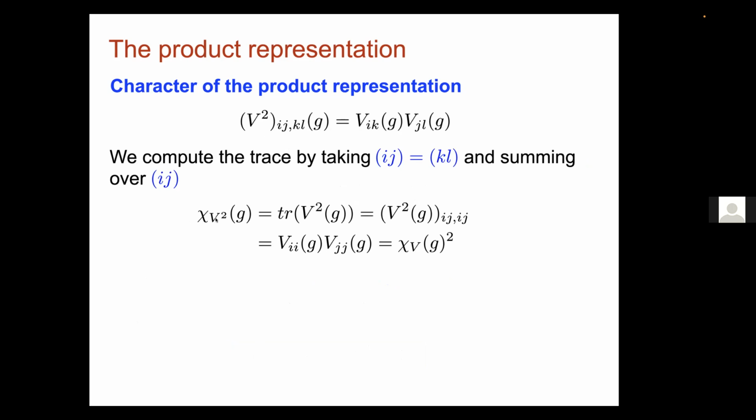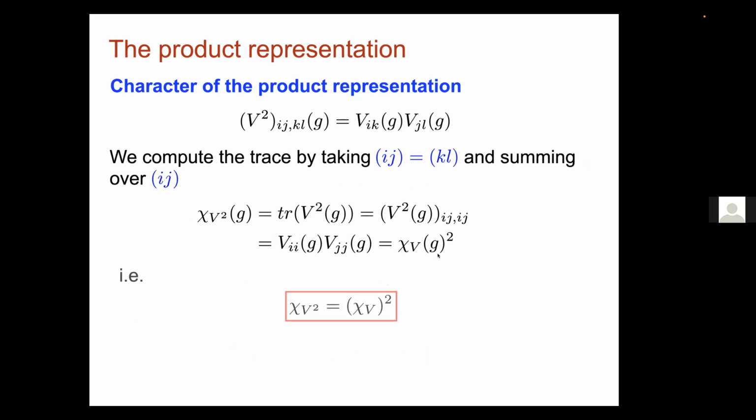So the trace, the character for G, is just the trace of V squared of G, and it's just this with IJ equal to IJ. But now identifying this I here, this J there, this happens to be this. But you see, this is a trace by itself, and this is a trace by itself. So this is the trace of V squared.